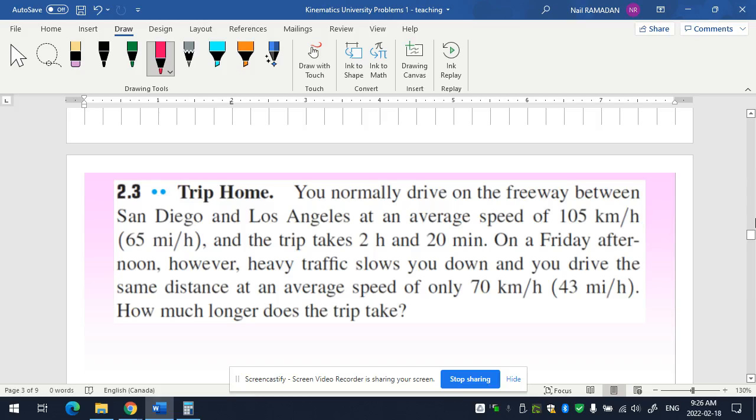Distance over time. Okay, so that's great. What's another way to think of average speed? Okay, Amar and then Ahmed.